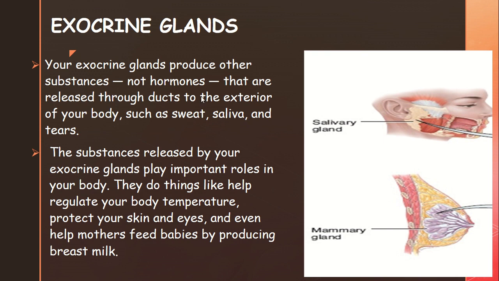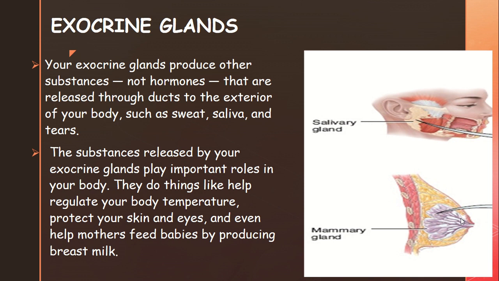So many things are there. For example, I am giving sweat, saliva and tears, and the things which are produced are released to the exterior part of the body through ducts. The duct is a tube-like structure which connects the gland and the exterior part of the body. So the secretion is carried through this duct.